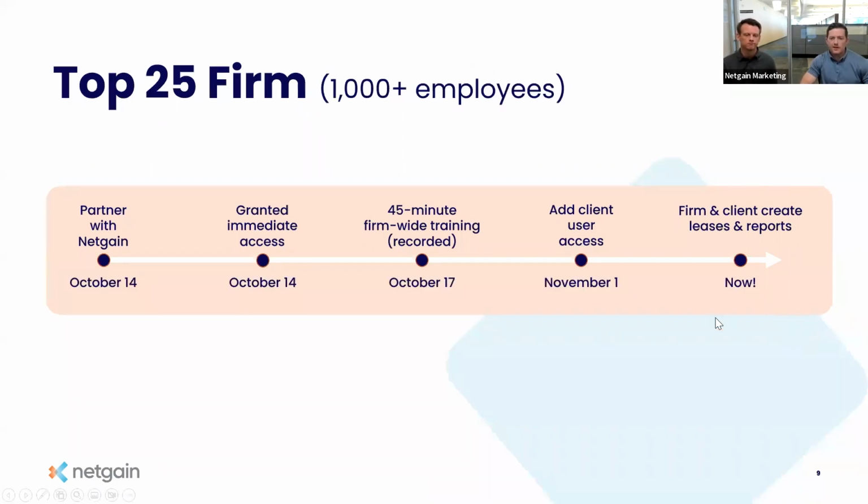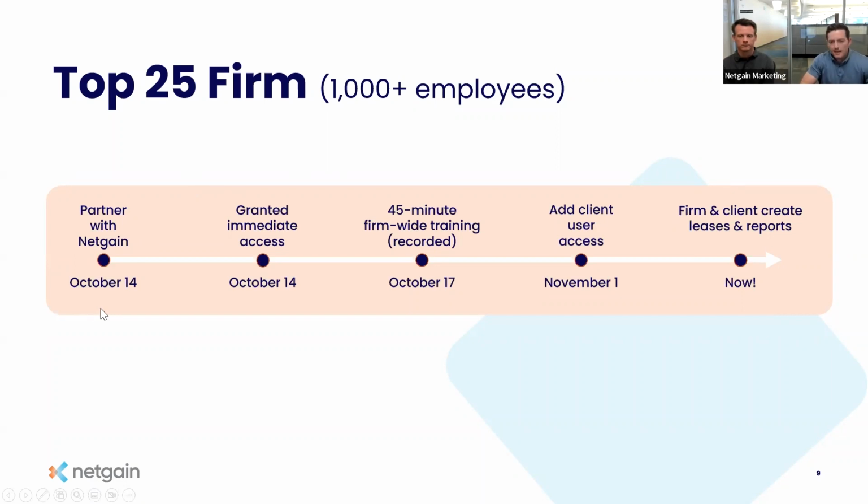Yeah, Weston used a scary word, implementation. We like to consider this more of just an onboarding than an implementation, because it is so quick, off the shelf, and easy to get rolling with NetLease. Here's an example of a top 25 accounting firm with over 1,000 employees, and these are actual dates that they got up and rolling on the software.